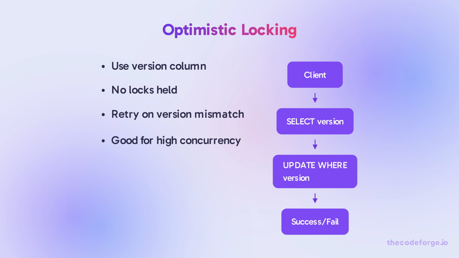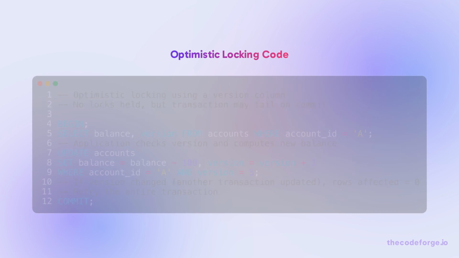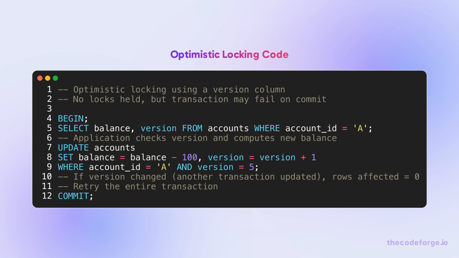Optimistic locking avoids locks by using a version column. You read the version, compute the update, and then update only if the version hasn't changed. If it has, you retry the transaction. This is great for high concurrency scenarios. This SQL uses a version column to implement optimistic locking. The update only succeeds if the version matches. If another transaction changed the row, the update affects 0 rows and you retry.